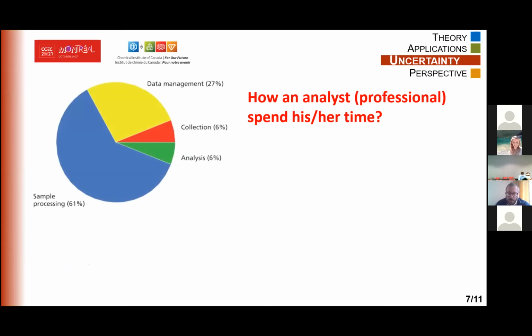A survey among chromatographic analysts, so professionals, revealed that more than half of the time of the analysis is dedicated to sample preparation. We were talking about this also during the HPLC talk. These practices involve sampling, dilution, derivatization, concentration, and any other operation necessary to prepare the sample before its injection. Data management takes 27% of the analyst's time, and only 6% of the time is taken by the analysis itself, by the GC itself.